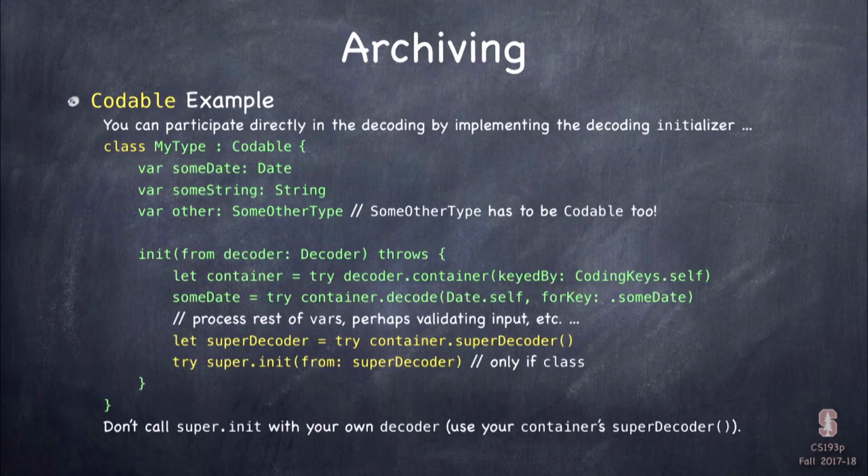It's not that hard. One thing is when you're decoding a class, you have to be careful to call super init, right? Because you're decoding, you have to implement init, so you've got to call super init. But don't call super init with the same decoder that was sent to you. The decoder that was sent to you is for decoding your vars. You want to send the thing from the container called super decoder. That's the decoder of your superclass's vars.